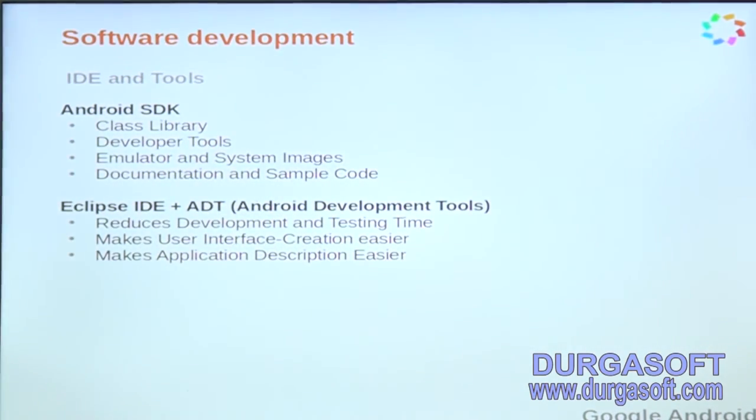Let's talk about what the Android SDK and Eclipse plus ADT consist of, and what the difference is. The Android SDK consists of class libraries, which have all the classes that an Android application developer needs. It also has developer tools, like UI Automator, which give you different access to your applications, and emulators and system images.